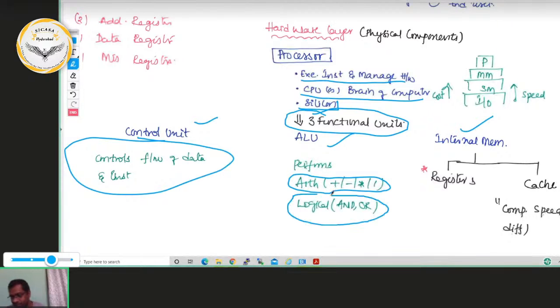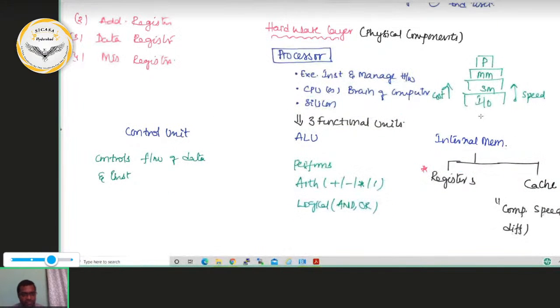Next one, internal memory. Internal memory is further classified into 2 types. First one is called registers, and second is called cache. So what do you mean by register? A register is nothing but a small memory unit which stores small amounts of data. Registers are further classified into 4 types. Let us see what the different types of registers are. First one is called accumulator.